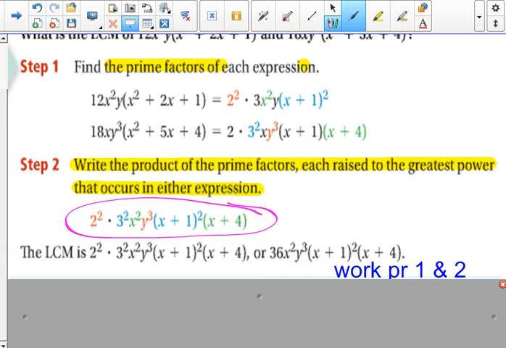Any questions over that? You know, going through one of these takes a lot the first time, but you're going to find that they're real easy. Let's look at number 1 on 8-5.